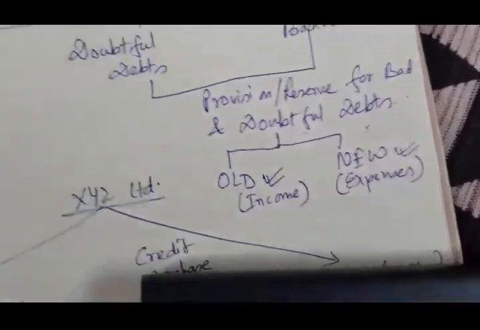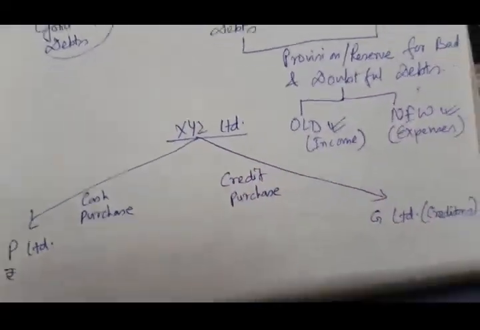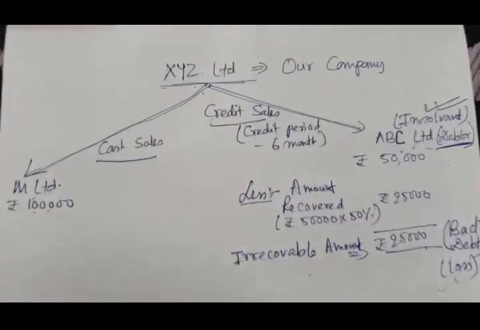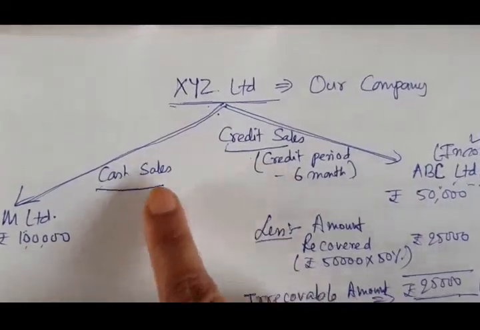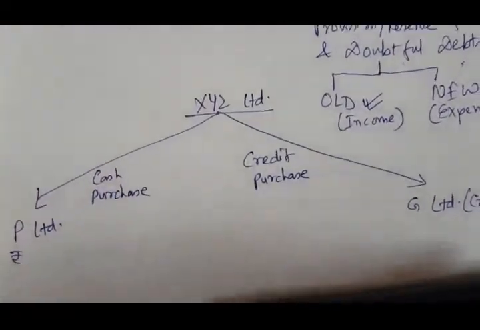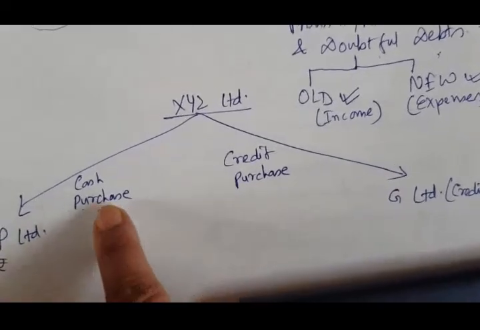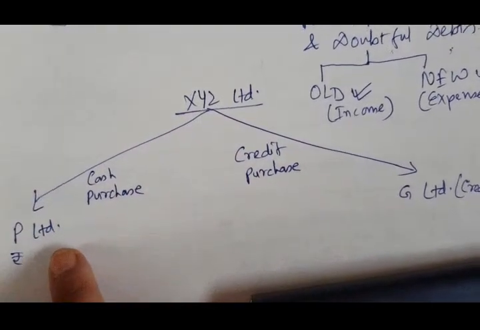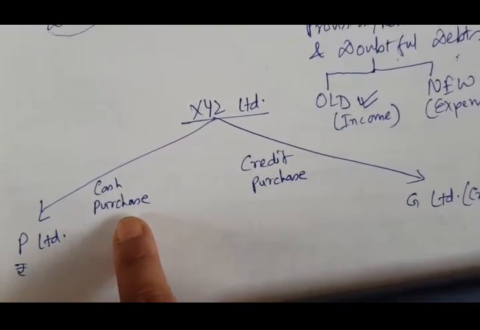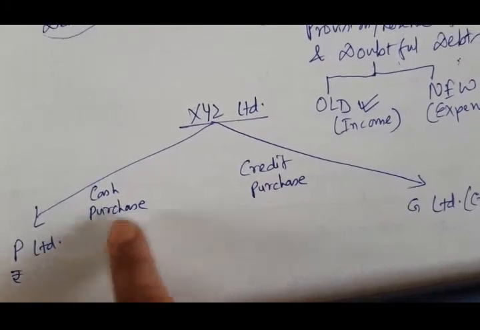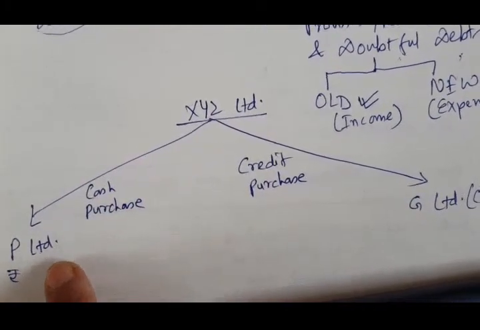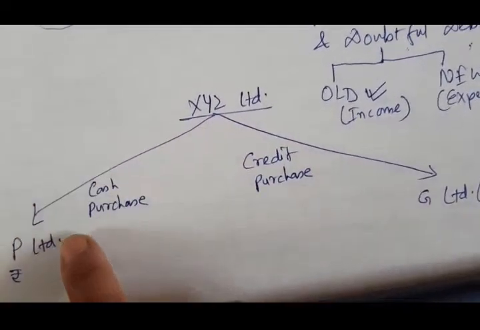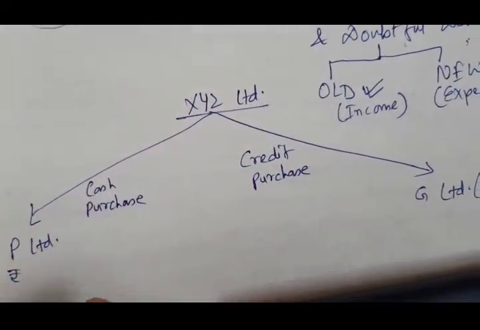Next, another simple thing I need to tell you. First I discussed with you credit sale and cash sale. Now let us discuss in brief cash purchase and credit purchase. See, say our company has purchased goods from P Limited in cash. Cash purchase means the relationship between P Limited and us gets over immediately. We have purchased the goods and paid money to P Limited immediately. Done.